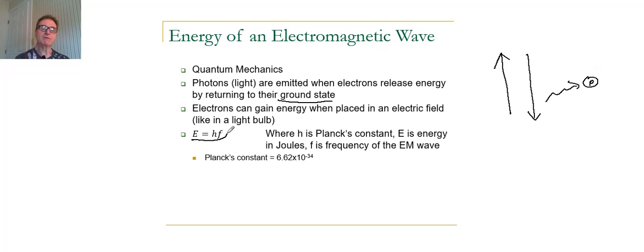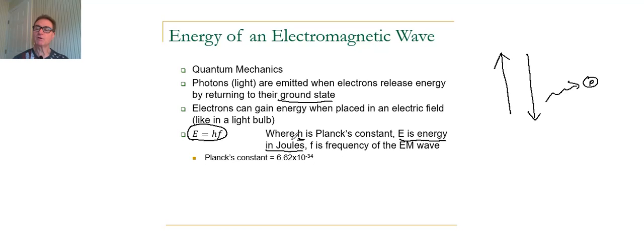Well, we have another equation here, right? This equation allows us to determine the energy associated with, say, a photon of light, where h again is Planck's constant, E is the energy of that object, whatever it might be, in joules, and f is the frequency of the electromagnetic wave. Planck's constant again is 6.62 times 10 to the minus 34th.